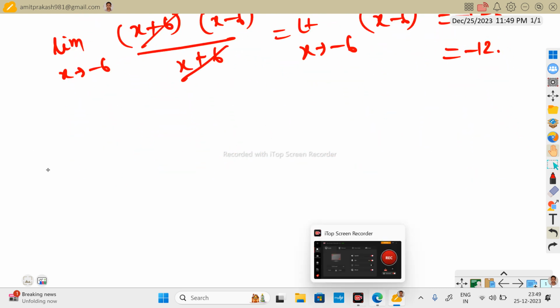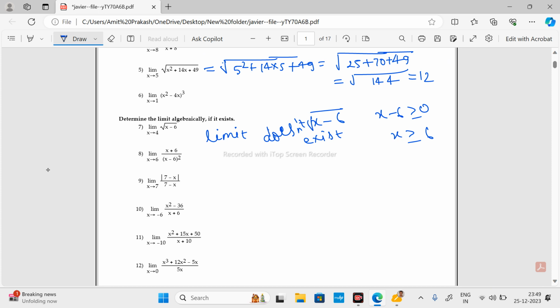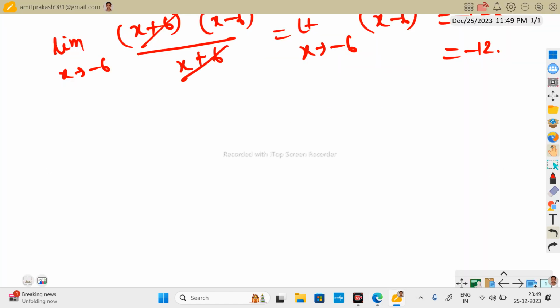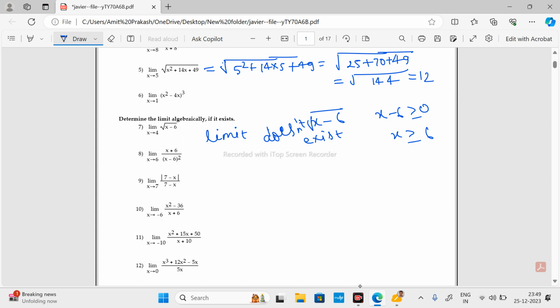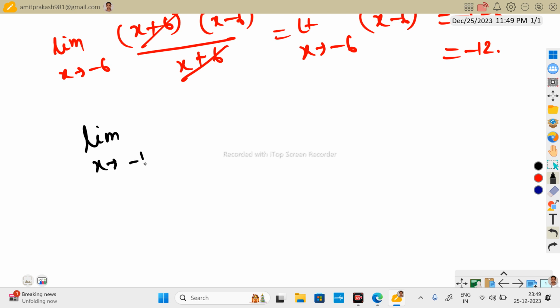Again we have another limit. Another limit is limit of x square plus 15x plus 50 upon x plus 10, as x tends to minus 10.